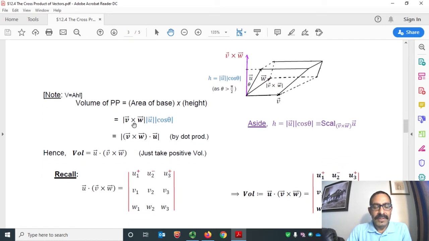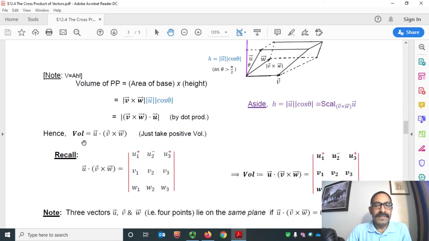From here to here, this is simply the dot product between two vectors, v cross w dot u, in magnitude. Hence, the volume of the parallelepiped determined by three vectors u, v, w is simply u dot v cross w. This is the scalar triple product. Quick recall, the scalar triple product is just the 3 by 3 determinant. The first row is the u vector's components, the second row is the v vector's components, and the third row is the w vector's components.